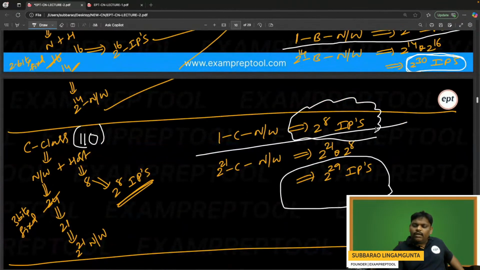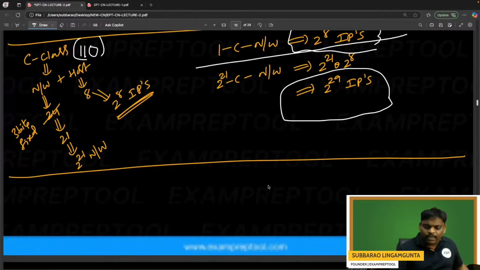Class C is only 256. So if it is a small company, they will buy a class C network. One class C network they will buy. Supposing that in my company more people are there, then I will go for class A. Suppose medium, go for class B. Very few people, go for class C.